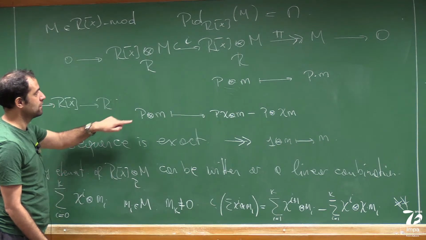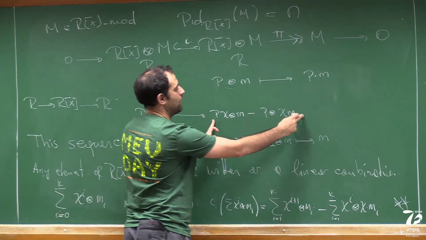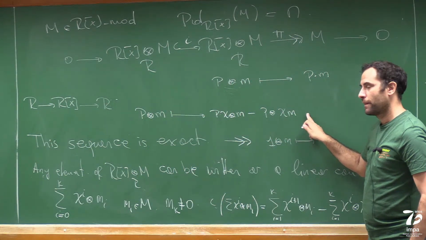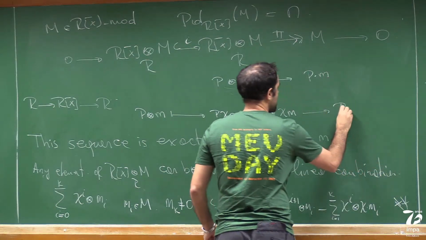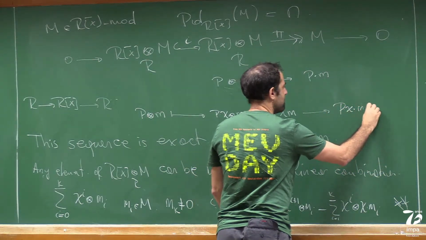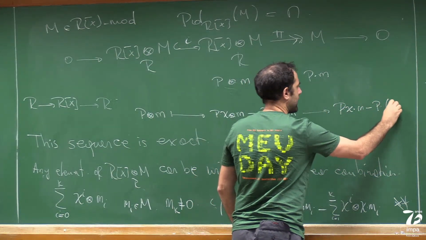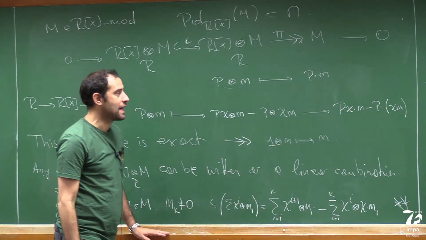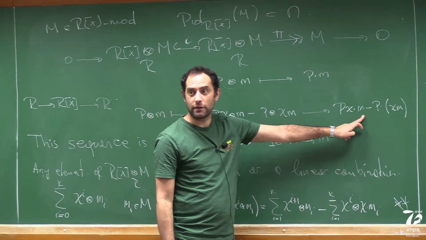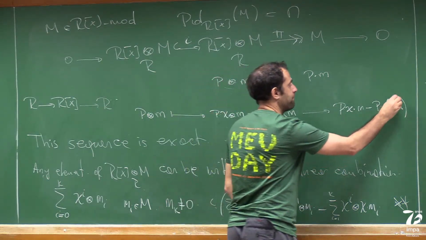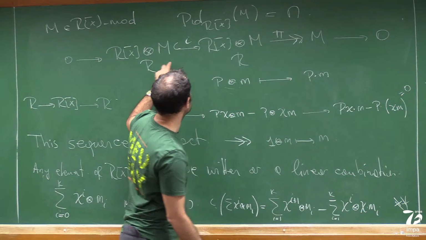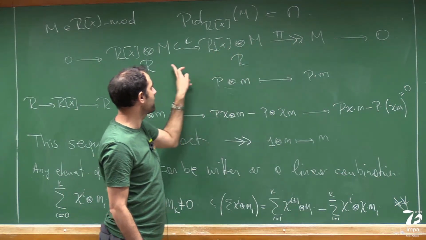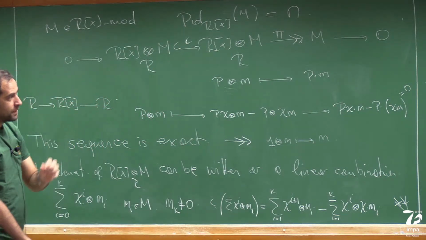But that's obvious. So if you apply pi to this element, what you get is p times x acting on m minus p acting on x on m. And M was an R[x] module, so this associativity is the definition that M was an R[x] module. So this is 0. So we know that the composition of these two things is 0. And now I'm only left to proving that the kernel of this map is the image of this map.